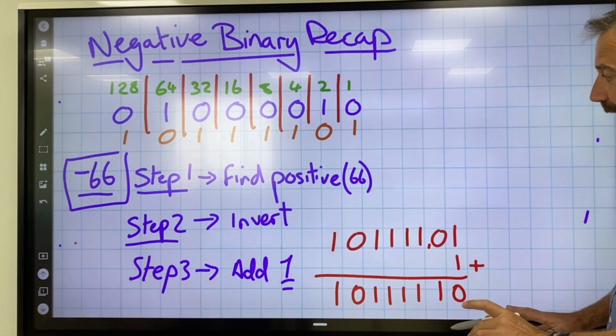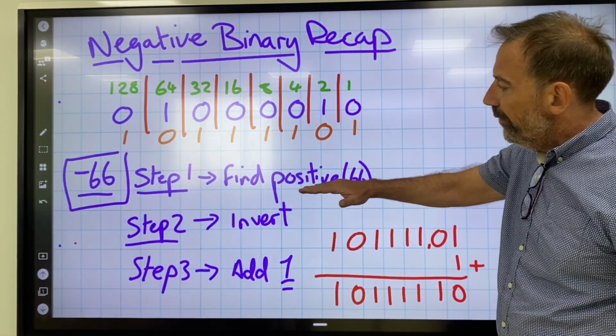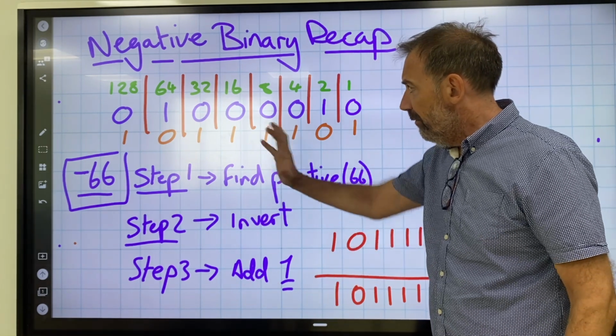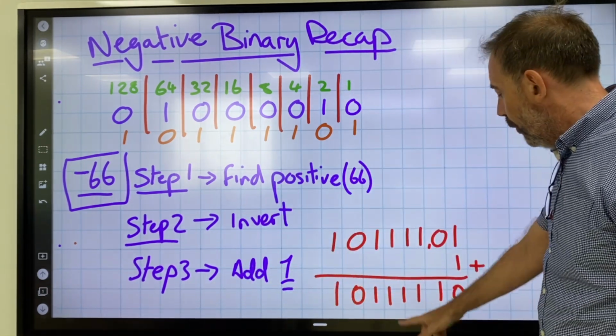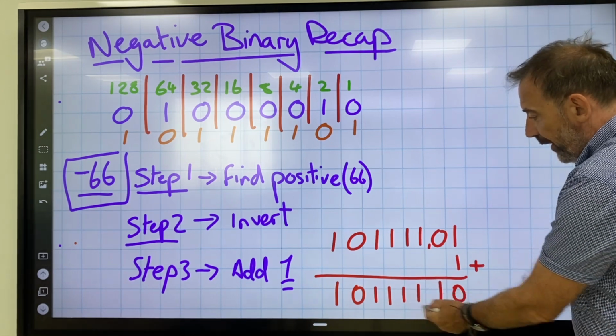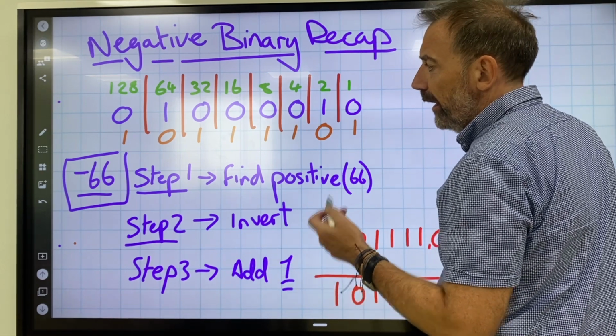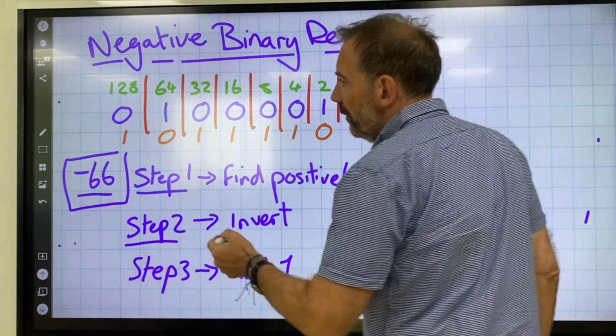So that's one way of doing it. Find the positive 66, invert it, flip it, add the 1. So we think that's the correct answer, but we're going to check it using the other way. I'll let you do that.